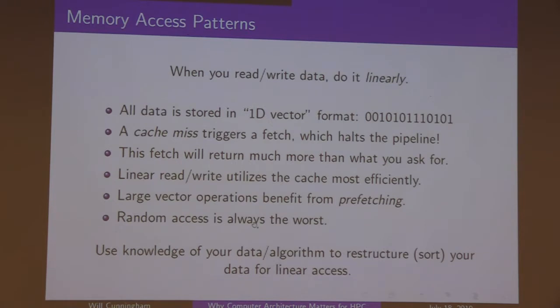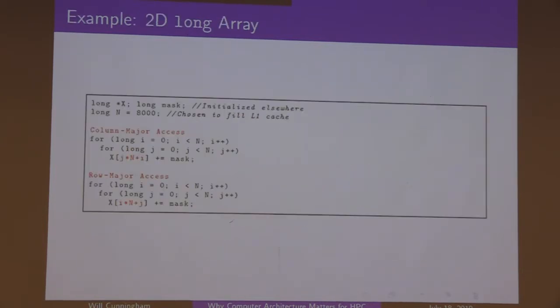Something to remember is that random access is always going to be the worst. If you have a vector of data that can be sorted, it's better to do that so that you can access it linearly rather than access it randomly. So you want to use knowledge of your data or algorithm to restructure your data to access it more efficiently. You can't always do that. Sometimes there are limitations, but you want to hope that that's not the bottleneck in your code.